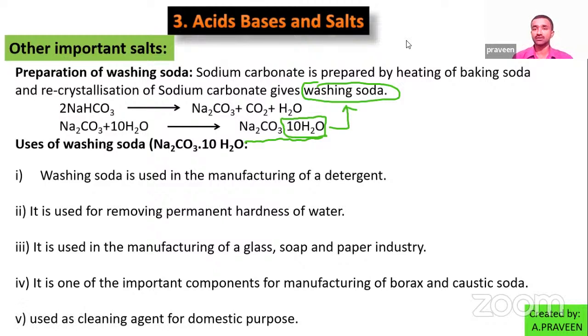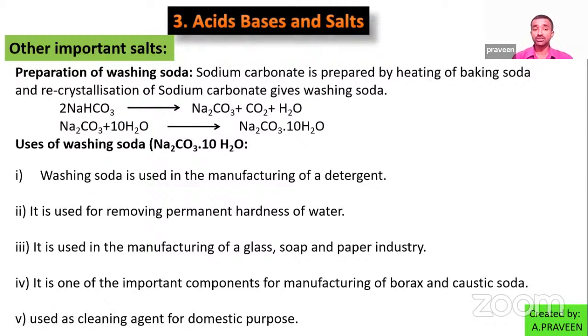The applications are: it is used in the manufacturing of detergents to remove the permanent hardness of water, manufacturing of glass, soap and paper industry. It is used as an important compound in manufacturing of borax and caustic soda. It is also used for domestic purposes as a cleansing agent. So these are the applications of washing soda.